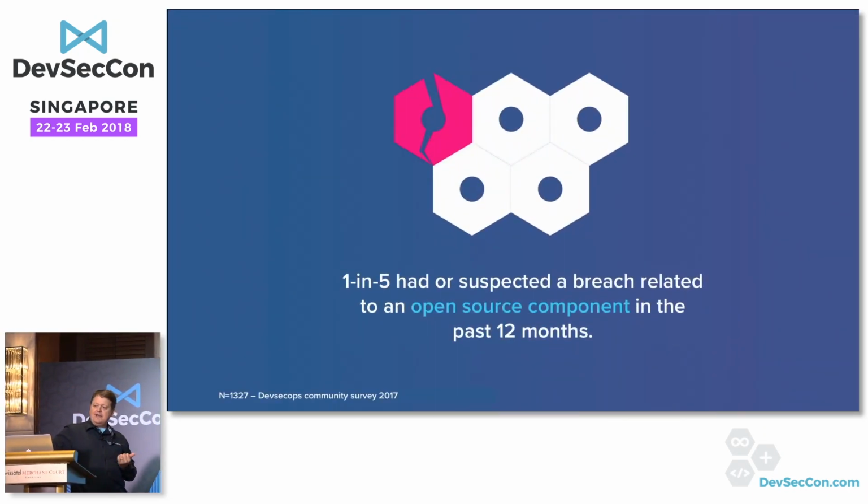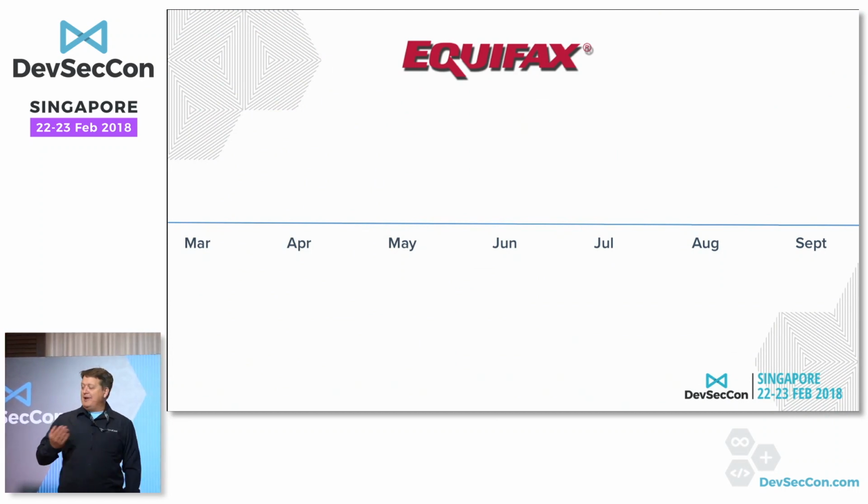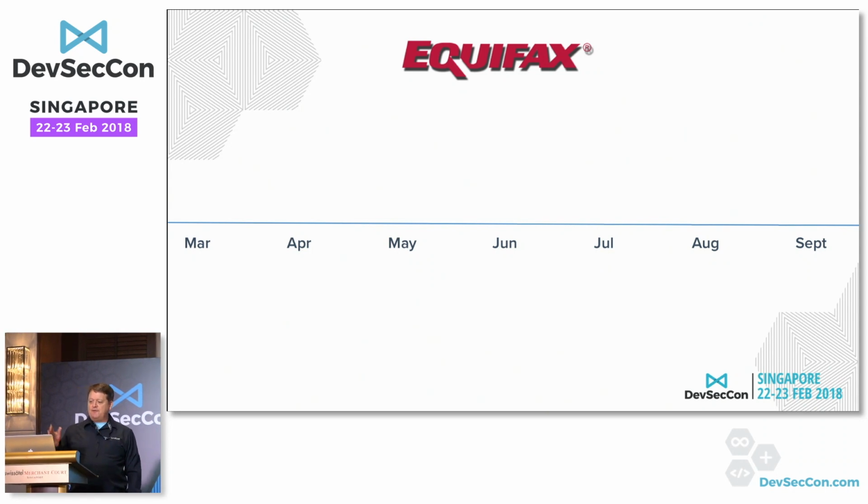We actually did a survey. We found that 1 in 5 organizations were either breached or suspect of being breached through an open source component in the last 12 months. And here's the classic example. So Equifax, I'm sure we've all heard of Equifax now, and we do beat up on them a little bit. And I feel sorry for them because it's actually very difficult for them to stay on top of it.